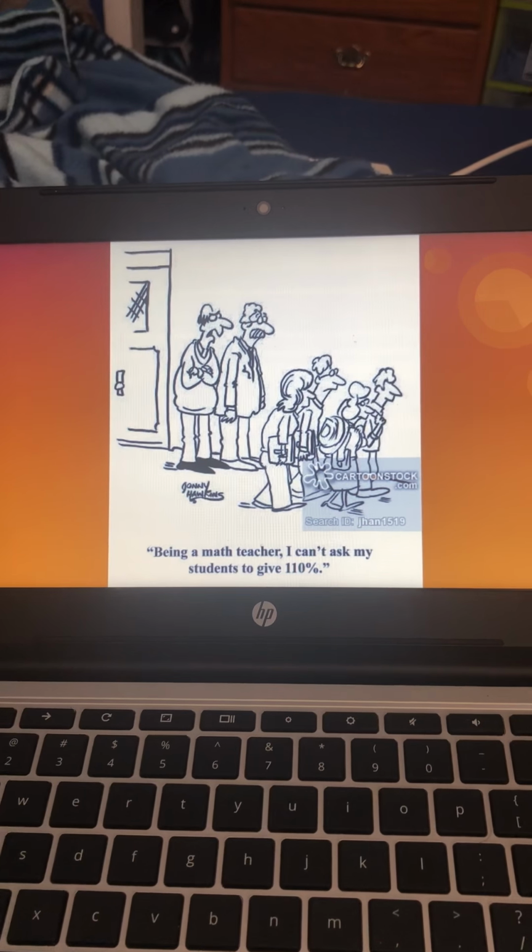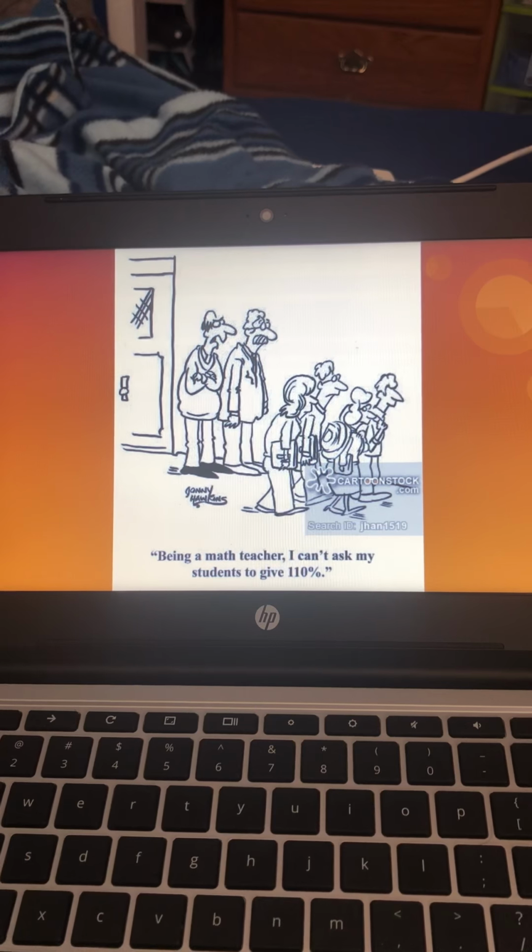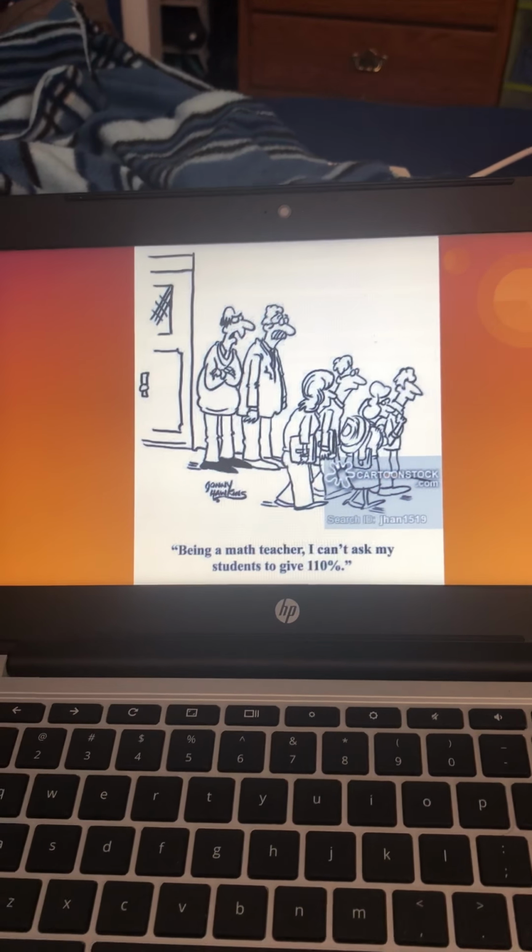Here's a comic. It says, being a math teacher, I can't ask my students to give 110% because it's not possible.